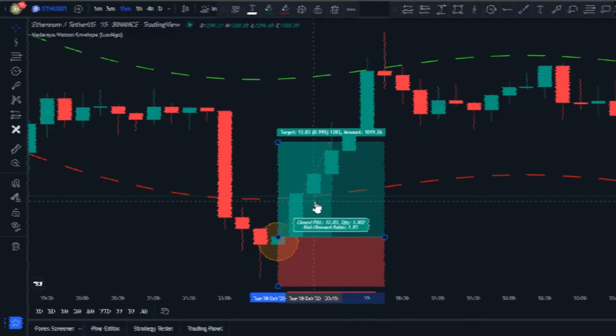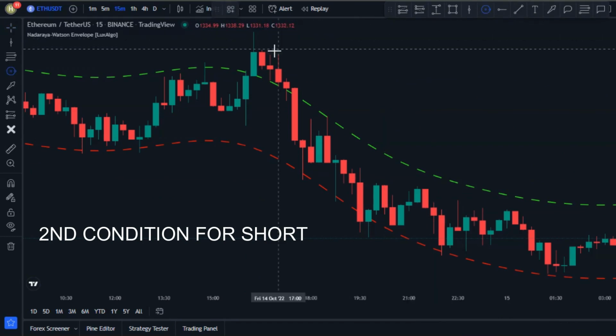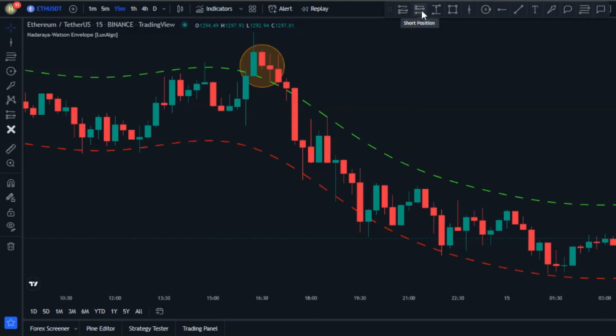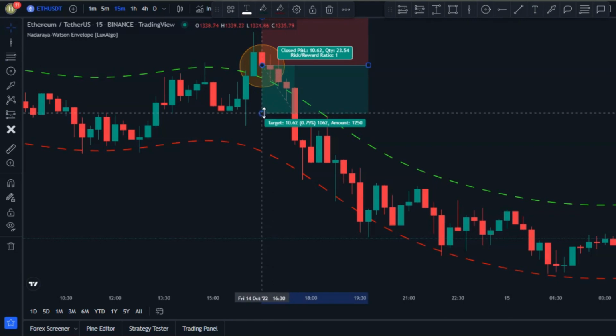And the second condition for a sell signal, after seeing the price action outside of the upper band, is to wait for a red candle. And whenever we see that red candle, it would be our trigger candlestick. So we can open our sell order at the close of the trigger candlestick.